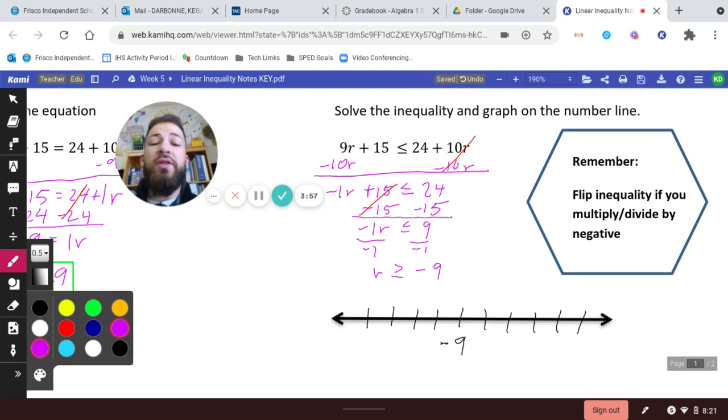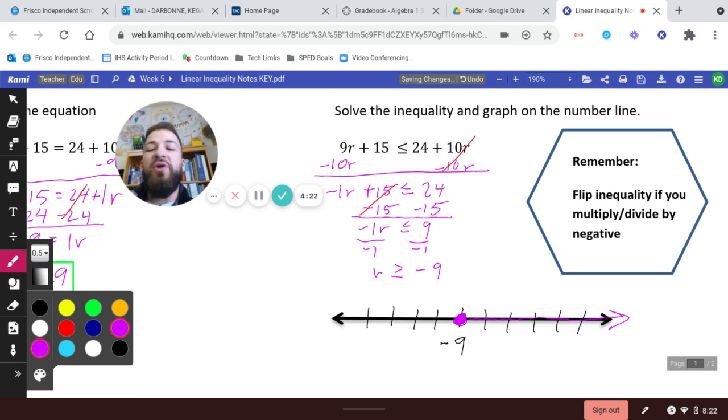And then because it is greater than or equal to, if you remember, that means I need to put a closed dot at the point, and then greater than or equal to, so it needs to be greater than negative 9. Remember, to the left is negatives, to the right is positives. So greater than negative 9 is going to go towards the right, towards the positive direction.